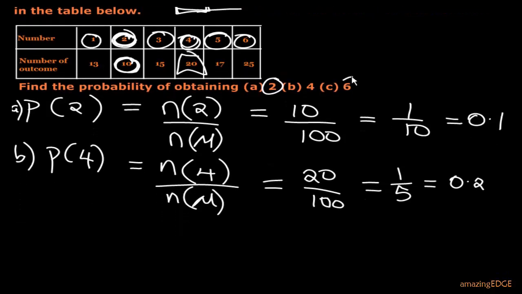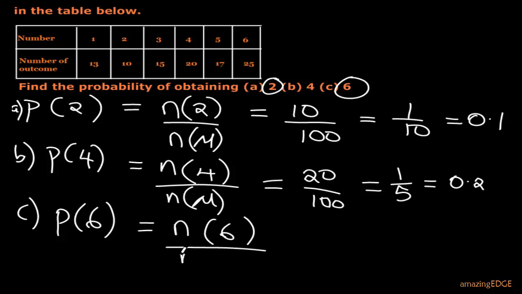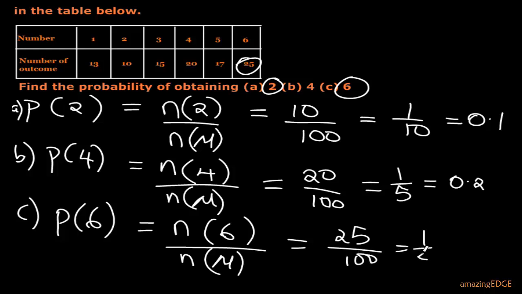Then we go to the C part. We want to see face 6. The probability of getting face 6 is the number of occurrences of face 6 over the total number of occurrences, or the possible outcomes. The number of occurrences of 6 is 25. Over the total number of occurrences, which is 100, this gives us 1 over 4, and this gives us 0.25.